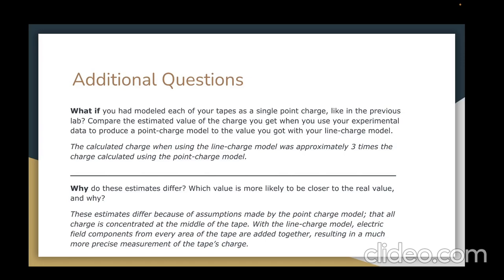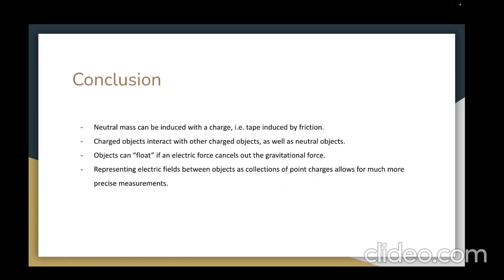So in conclusion, neutral masses can be induced with a charge by friction or other methods of preparation. Charged objects can interact with other charged objects and neutral objects. Objects can float if an electric force cancels out the gravitational force, and representing electric fields between objects as collections of point charges allows for much more precise measurements.